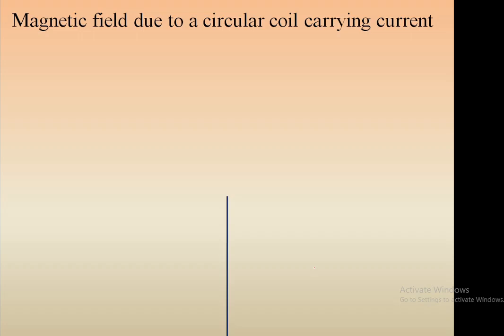Next we are going to find the magnetic field due to a circular coil carrying a current. Consider a single turn circular coil of radius A carrying a current I. In the figure you can see the circular loop in which the current I is flowing, P is the center of the circular coil, and A is the radius. From the Biot-Savart law, we find the magnetic field dB at the center of the coil due to an elementary length dl.